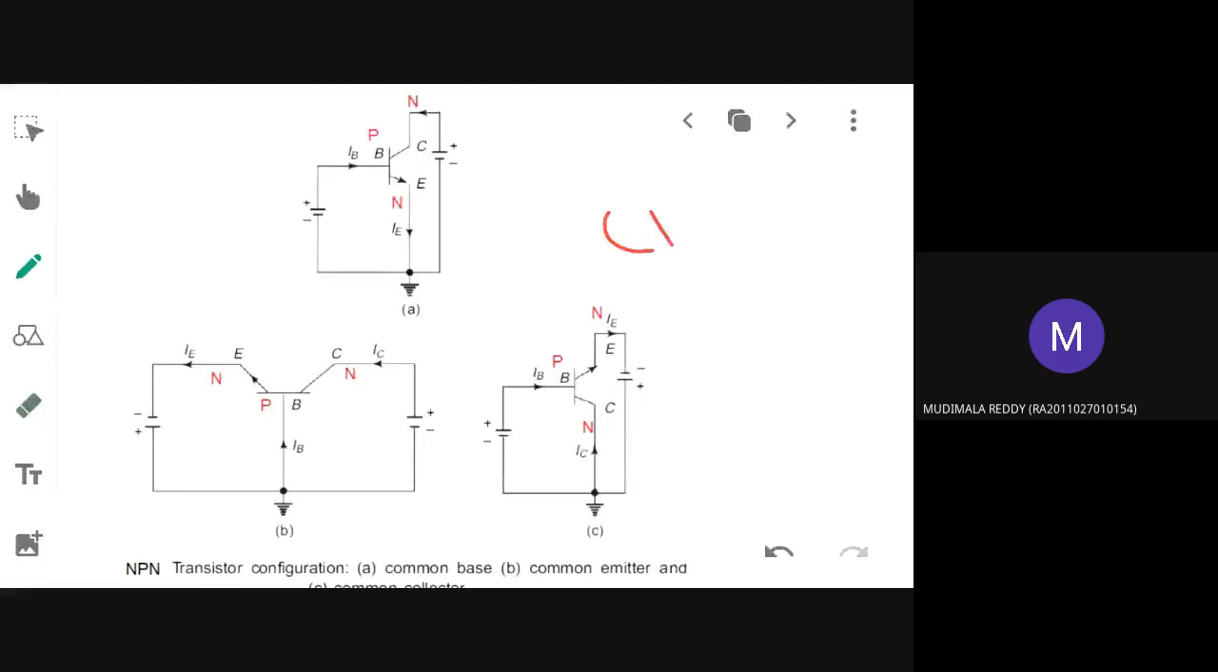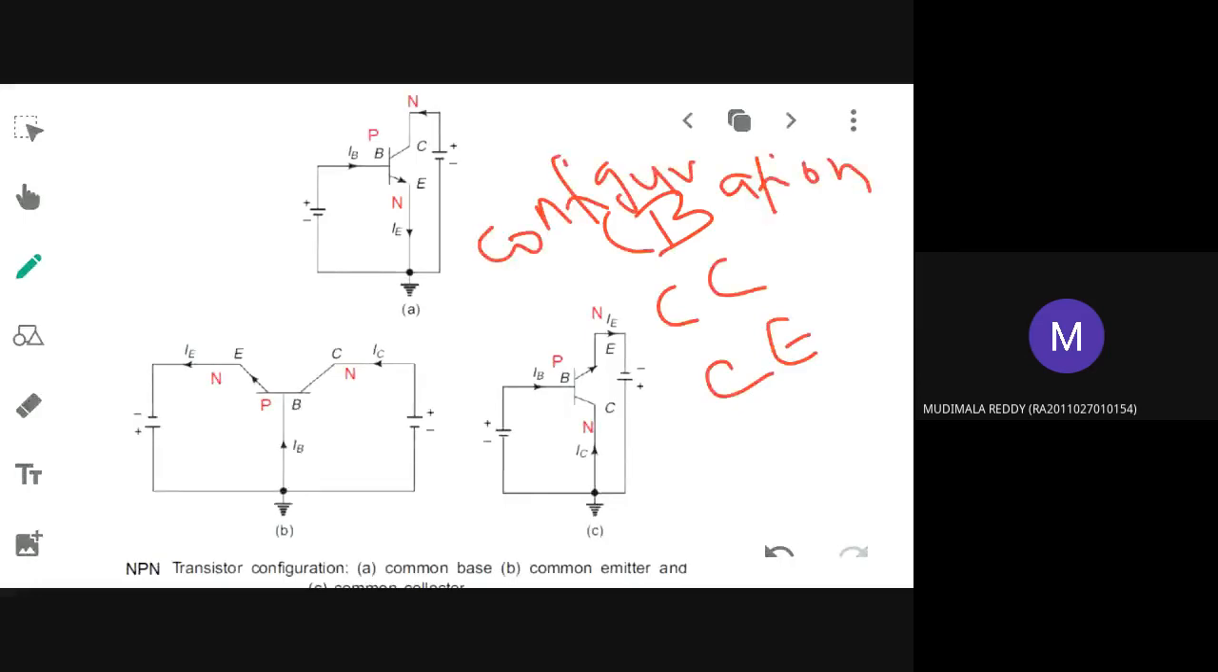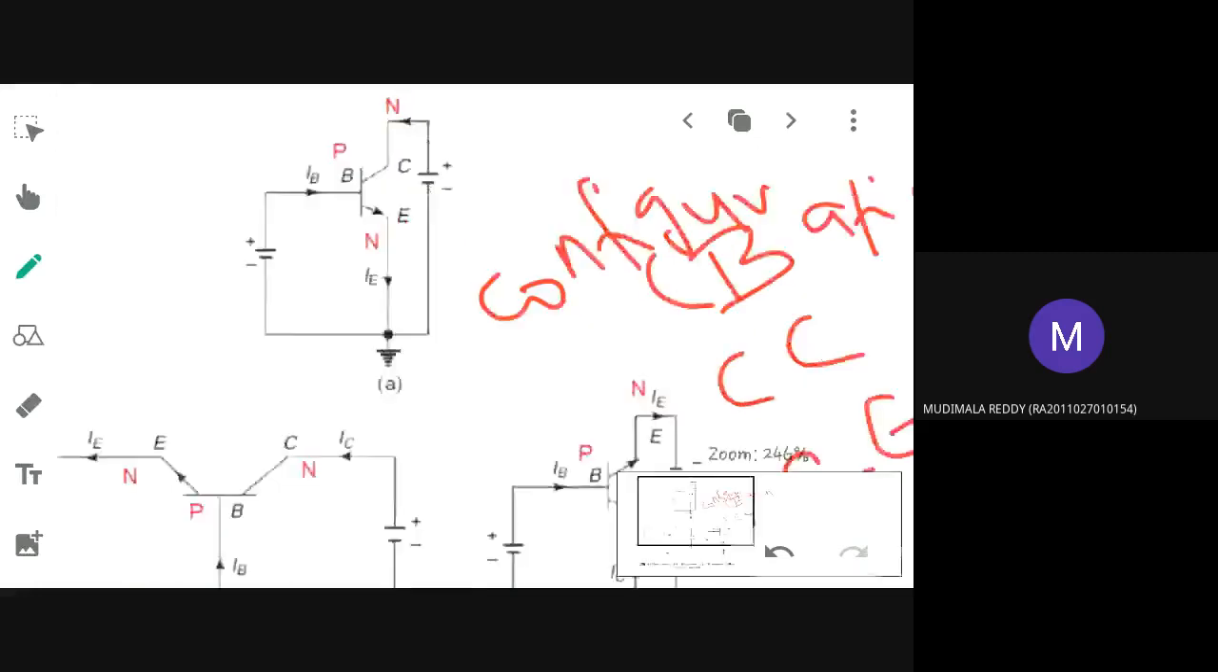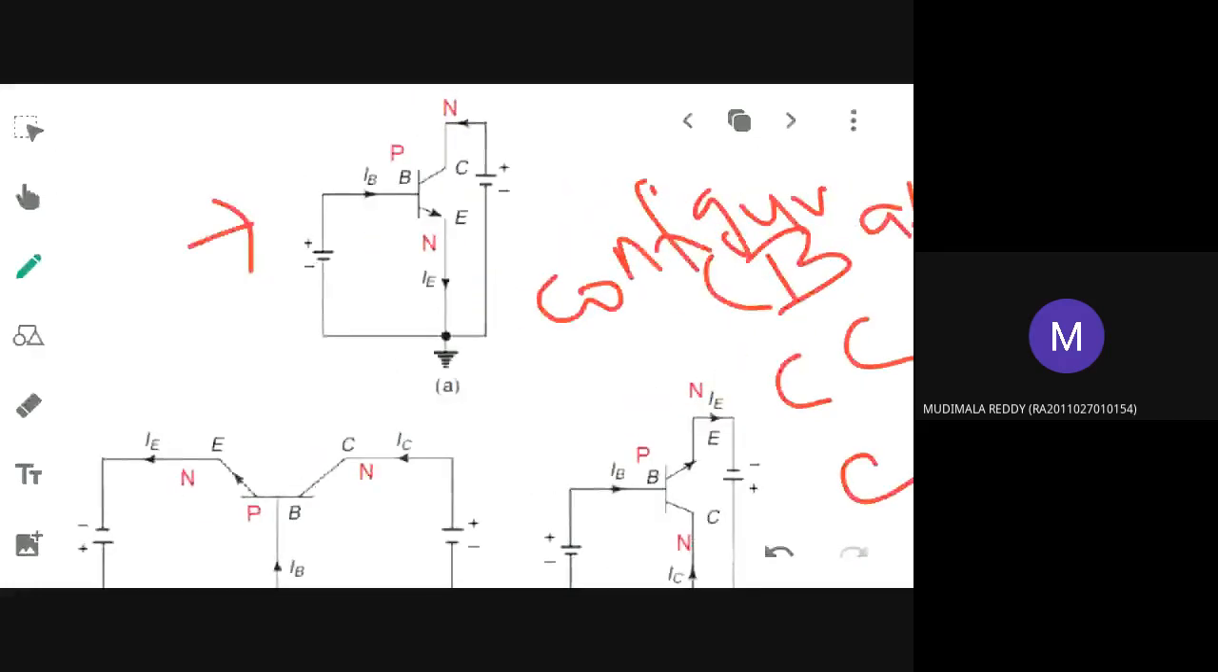Okay, next important thing is the different configurations. There are 3 configurations actually: CB, CC, CE. So CB means common base, CC means common collector, CE means common emitter. How these 3 configurations differ and what the characteristic differences are, we have to discuss. With that, the BJT topic will be over. Now the first diagram, you know the 3 terminals of BJT are what?